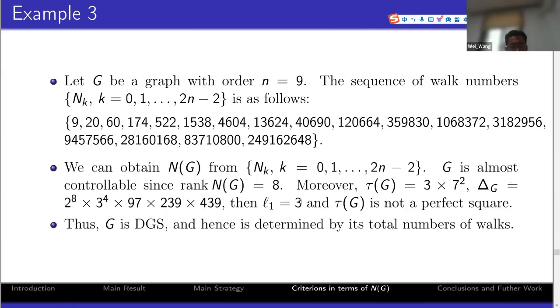So L1 equals 3 is an odd square, not a perfect square. So the conditions of the theorem are satisfied, and G is DGS. So the graph is determined by the total number of walks.